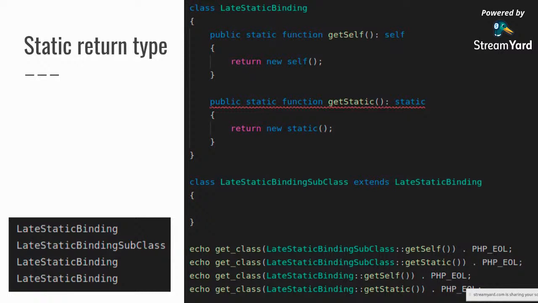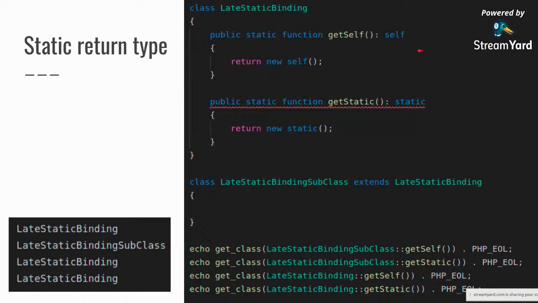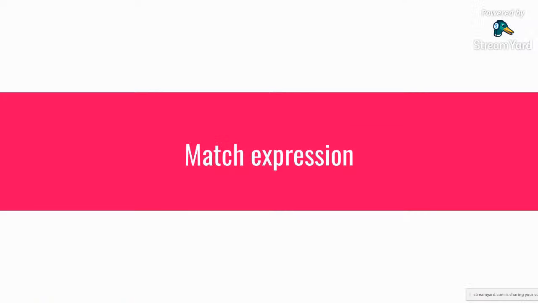Now, what PHP 8 did, if we see in the previous example, we cannot define the return type here. What PHP 8 did, now we can define static as a return type. Earlier, in PHP 7, we could define only self as the return type, not static. Now, in PHP 8, we can define static as a return type.